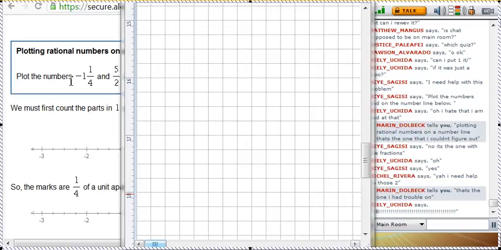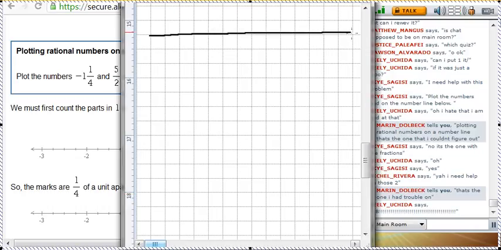I need to plot the numbers -1 and 1/4, and I need to plot the number 5/2. Okay, first of all, I need to have a nice looking number line. So this is kind of my number line. Hopefully it will work. I start off over here as 0.